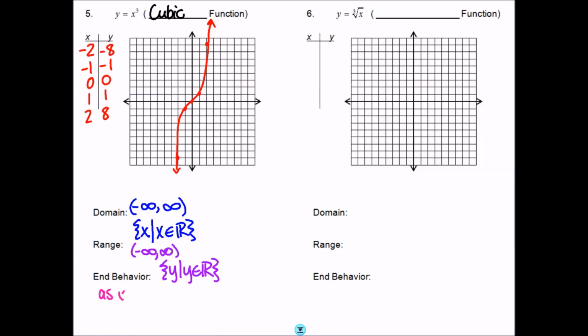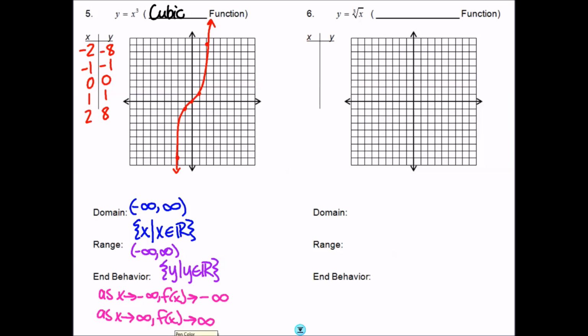So let's write the end behavior. The first statement says as x approaches negative infinity, so that's the left side, that arrow is pointing down, so it's approaching negative infinity. And then on the right side, the arrow is pointing up, so that is approaching positive infinity.